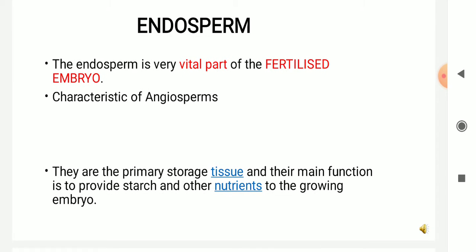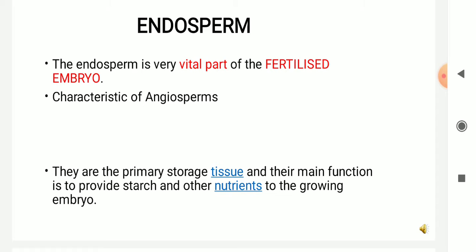Endosperm is actually primary storage tissue which is present in the developing seed. It is one of the most vital parts of the fertilized embryo. Vital part is because it provides nourishment to the developing embryo. Without endosperm, embryo cannot develop into a new seedling or a new plant.